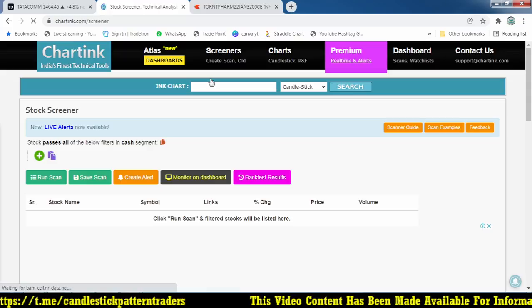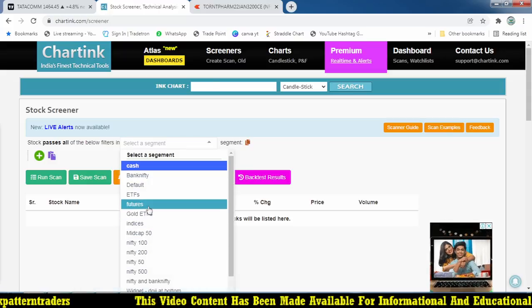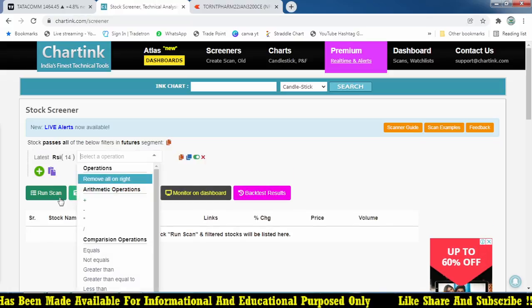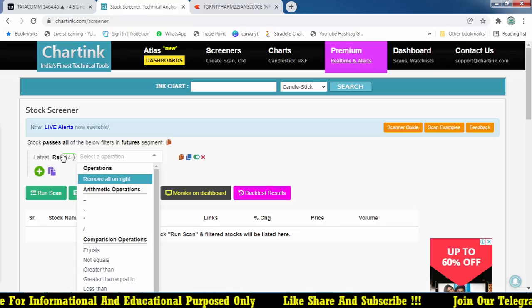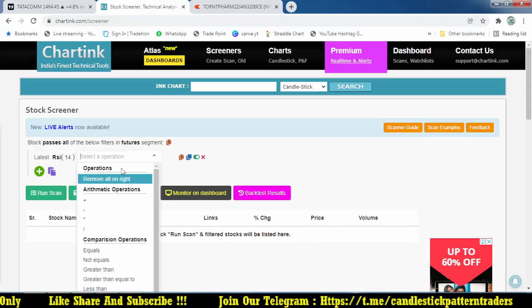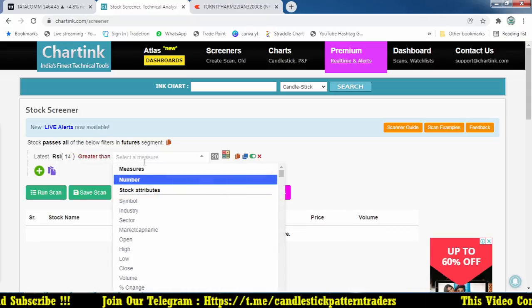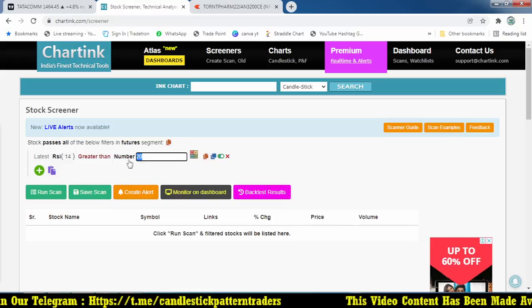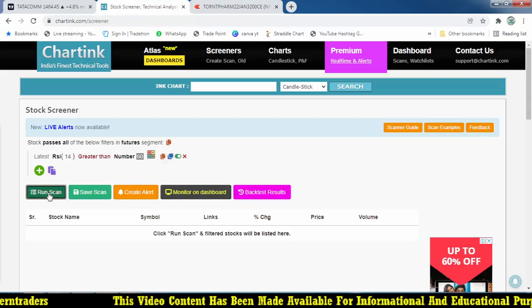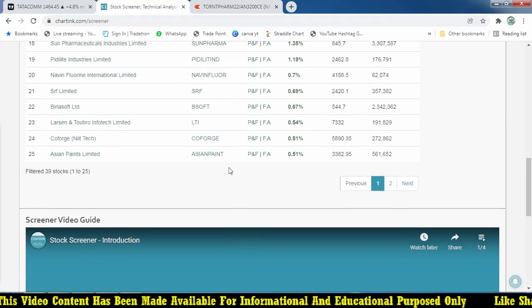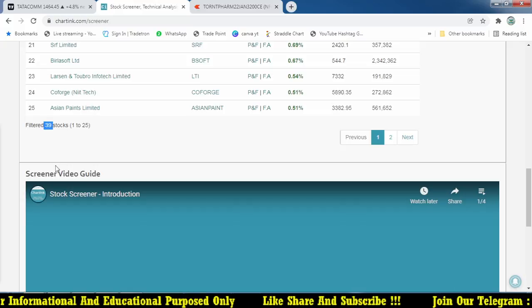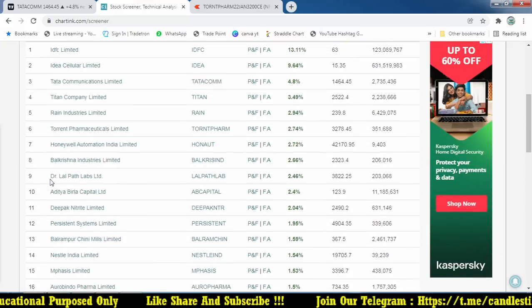What conditions am I going to use? First, I'm going to apply the RSI. The 14 period is the default parameter for RSI. The first condition is that the daily RSI is greater than 60. That may give you bullish stocks. We have a lot of stocks today, more than 39 stocks, and tracking 39 stocks intraday is not quite easy.